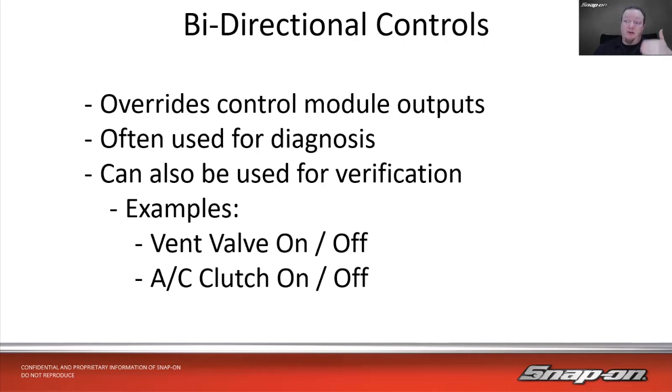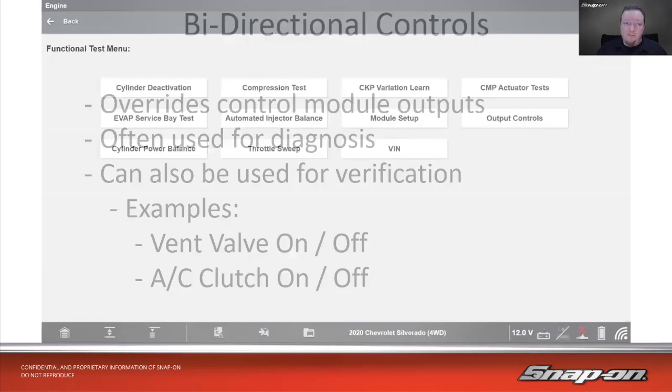It can also be used for verification after the fact. So if I try to do a bidirectional control to diagnose and it doesn't work, then I do my repair. I put in whatever the new part is or what have you. I can then go and verify that the circuit is working properly by going into the computer and turning it on and off. Some examples include, say, a vent valve, turn it on and off, or AC clutch on and off to verify whether or not the clutch is working, or the clutch relay is working in that case.